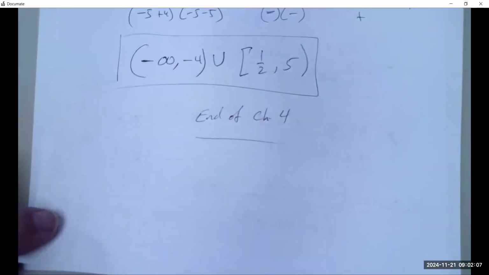End of chapter 4. Now comes chapter 5. Chapter 5 will go a lot faster.